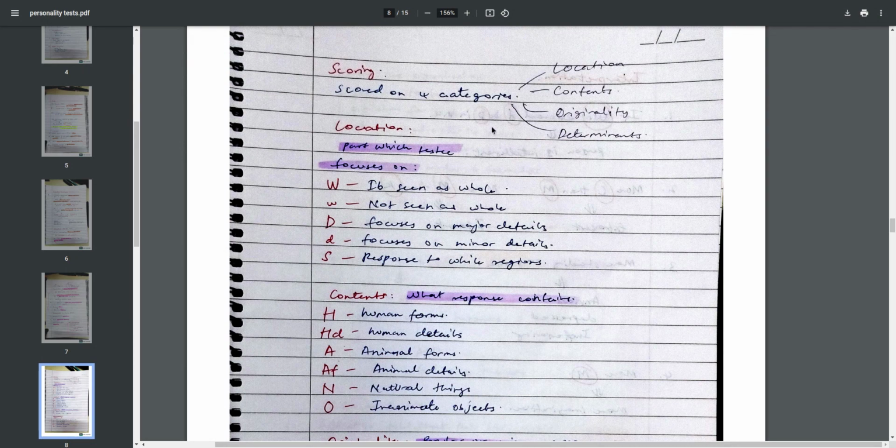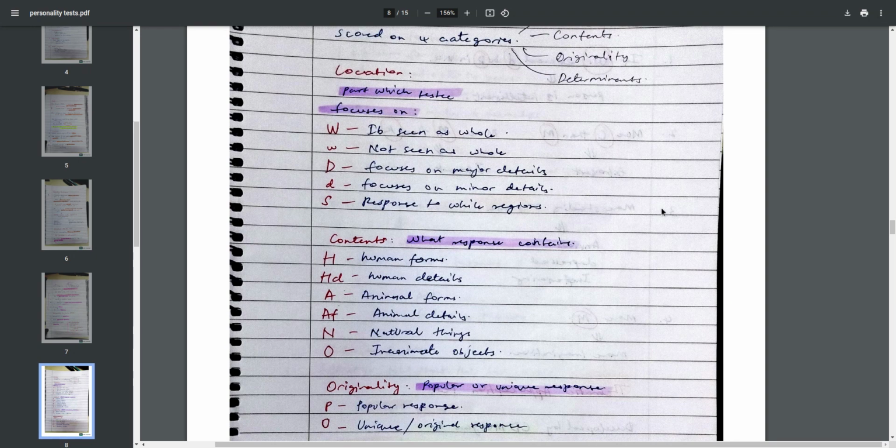This has a lot of factual information. This may be asked like an MCQ or something. So yeah, location: which part the testee focuses on. When you look at an ink blot, which part do they focus on? Do they focus on the white part, or on the actual ink blot? Uppercase W means the ink blot is seen as a whole. Lowercase w means it is not seen as a whole. Uppercase D focuses on major details, lowercase d focuses on minor details, and S is a response to white regions.